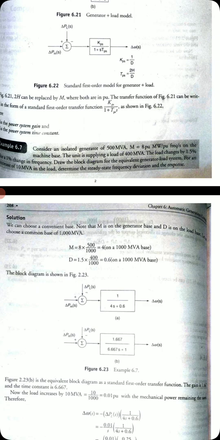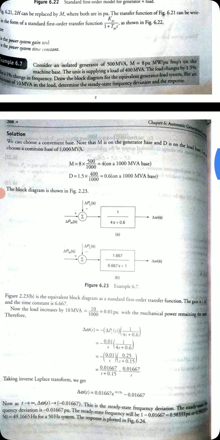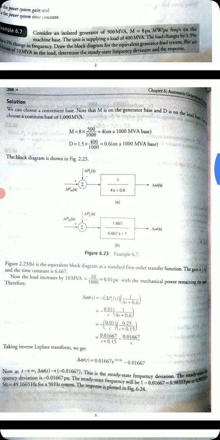KPS is what here? 1 by D. 1 by D means 1 over 0.6, that is 1.667 will come, and TPS is 2H by D, that is 6.667 will come. Now the figure changes to 1.667 divided by 6.667s plus 1, with the remaining delta PMS and delta PLS comparing the prime mover and load changes. So this is the equivalent block diagram.